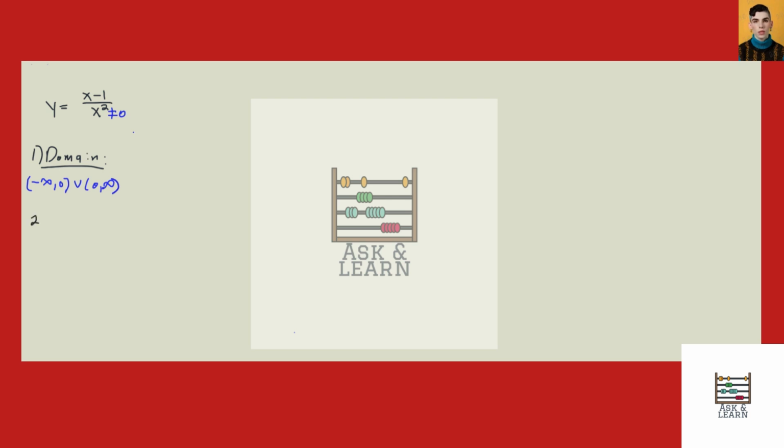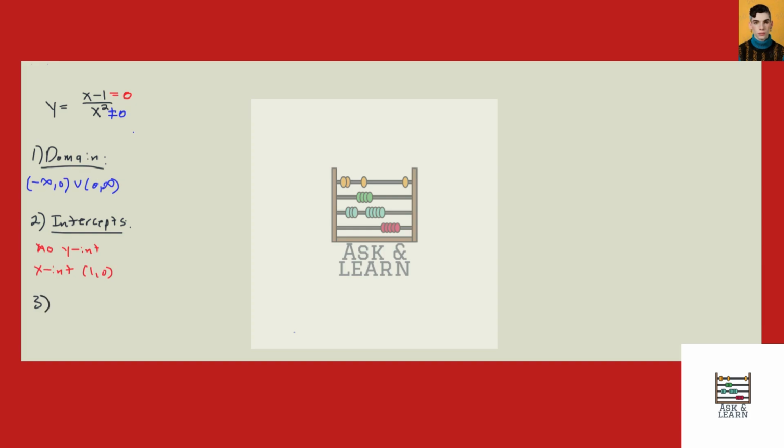The next thing they suggest that we find is our intercepts. To find the y-intercept, x would be equal to 0, but that is excluded from our domain. So we know right away that we have no y-intercept. Then to find our x-intercepts, we set the numerator equal to 0. That would be x minus 1 equals 0, add the 1 over. So our x-intercept is the point (1, 0).